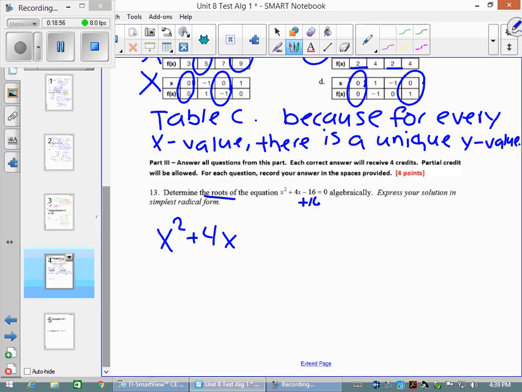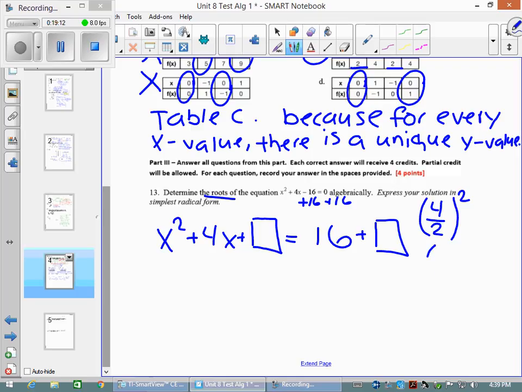Once I do that, I do add that box to each side. And what goes in the box is I take my b value, which is 4, I divide it by 2, and I square it. So that gives me 2 squared, which gives me 4. So 4 is what I'm actually adding into both of those boxes.